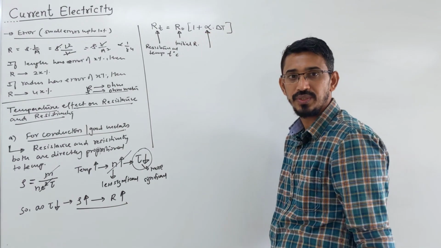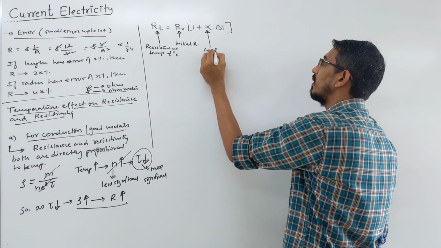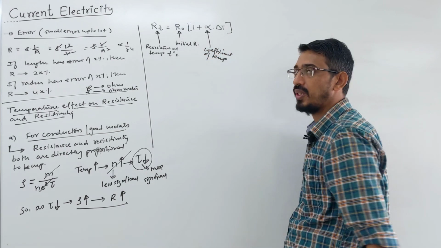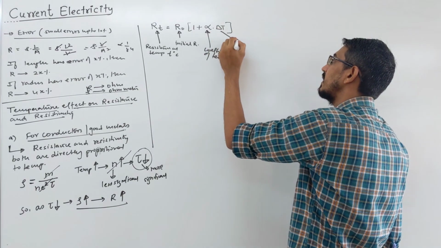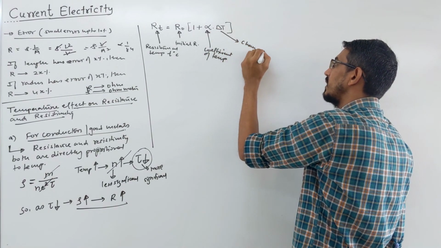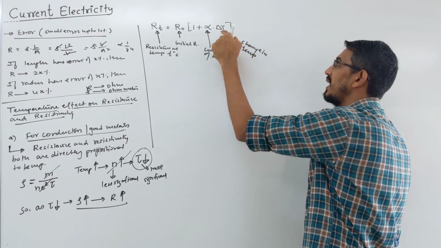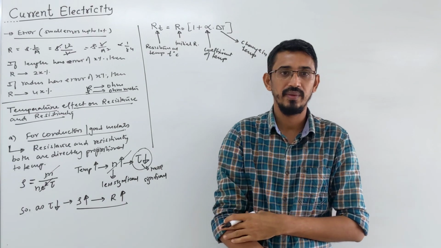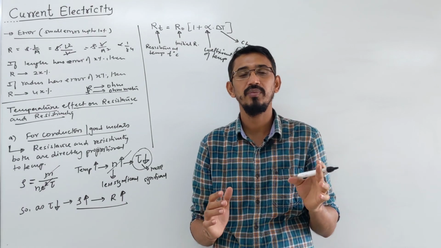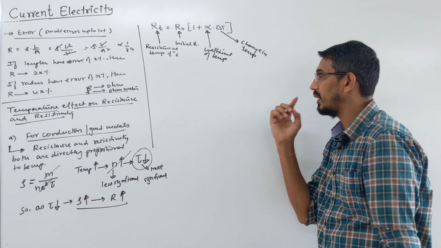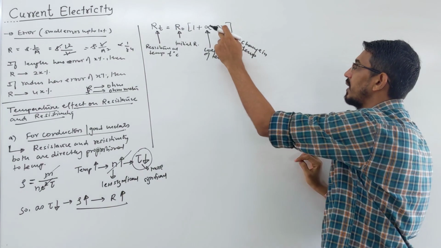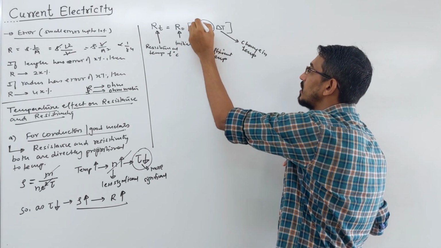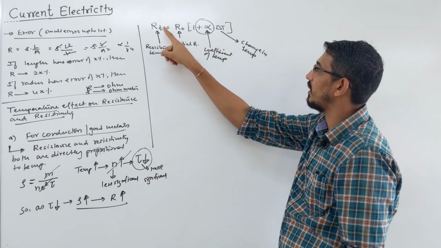Alpha is the temperature coefficient of resistance. It's a constant for a particular metal, and del T is the change in temperature. Because del T appears here, the unit doesn't matter. You can use degrees Celsius or Kelvin. Whenever you take a change in temperature in any formula, the unit will not matter and the answer will be the same. Because there is a plus sign here, this term is positive, so this value will always be more than the initial.